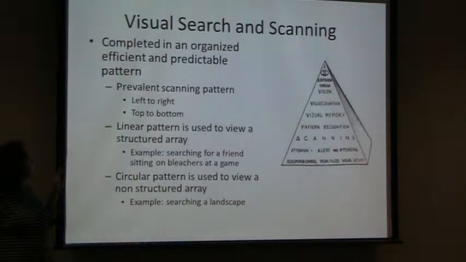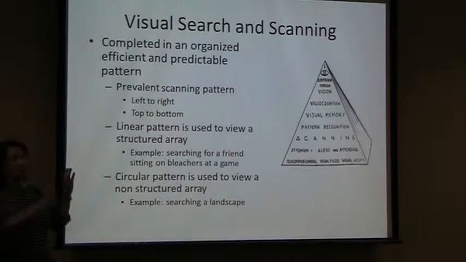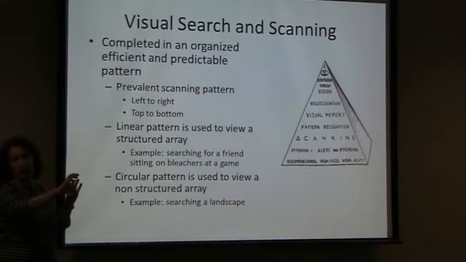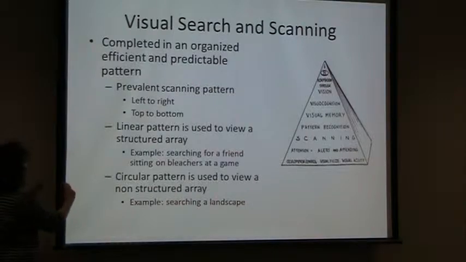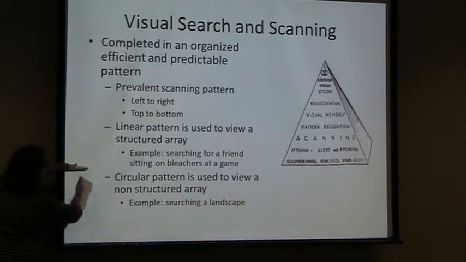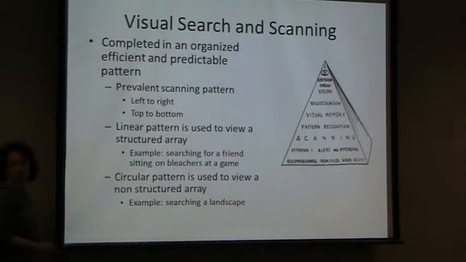Mary Warren says that if you've got a structured array, things in lines, like looking for your friend sitting on bleachers at a game, you're going to use this scanning pattern, left to right, top to bottom. What I notice myself do is, first I'll just look all over the place, and I can't find them. Then I start getting more systematic. If you're looking at a landscape, you might use a circular pattern. If this is my landscape, I might go in a spiral.